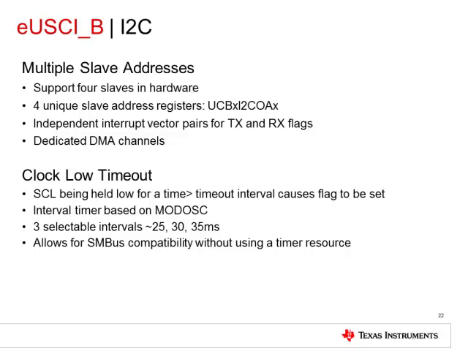Another interesting feature is the clock low timeout. This feature is useful for SMBus applications where a restriction has been placed on the duration for which the clock line can be held low. Using the built-in timer source allows the I2C module to perform the clock low timeout function without using up a system timer resource.